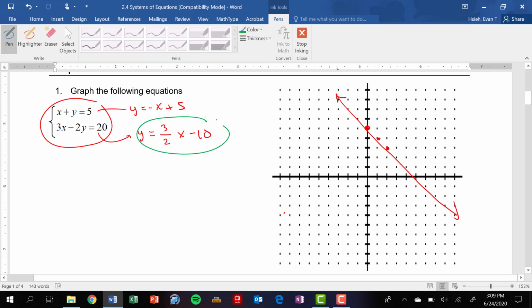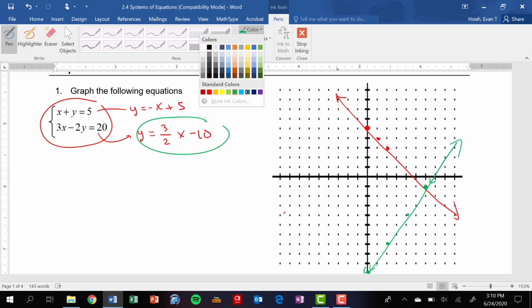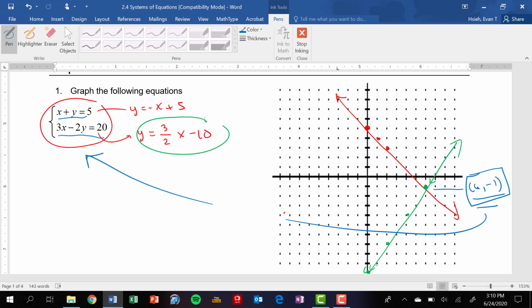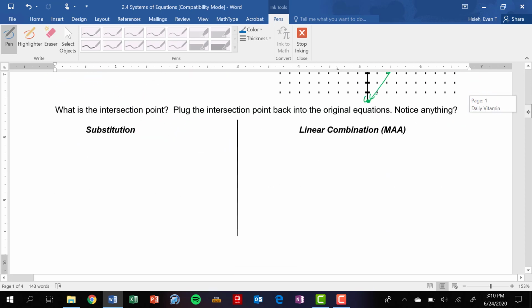The second line goes through the point negative 10 down here, then up 3 over 2, up 3 over 2, up 3 over 2. It looks like it should intersect right here. What that tells you, if you can spot the intersection point, is that it's at (6, -1). This is the solution to that system of equations. In other words, it is the one point that, when you plug it into both of these equations, will satisfy both equations. So when you are solving a system of equations, you are basically finding the intersection between two lines.